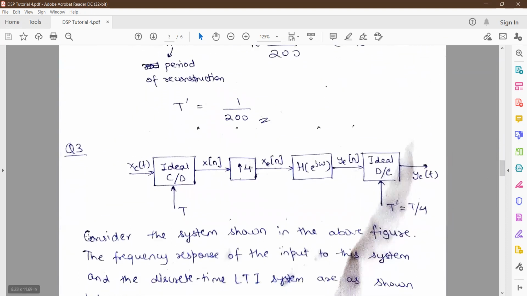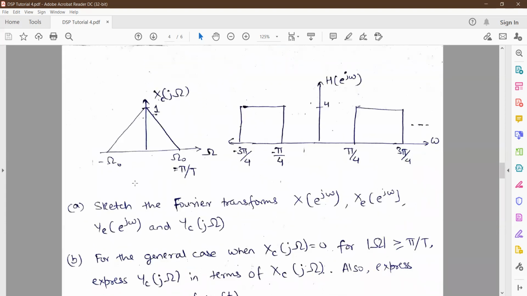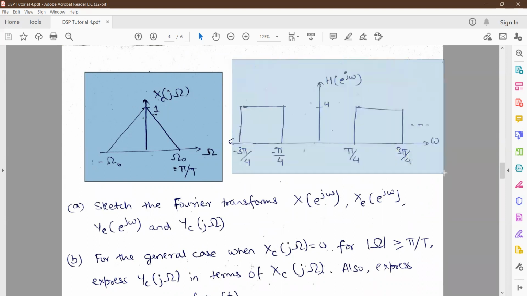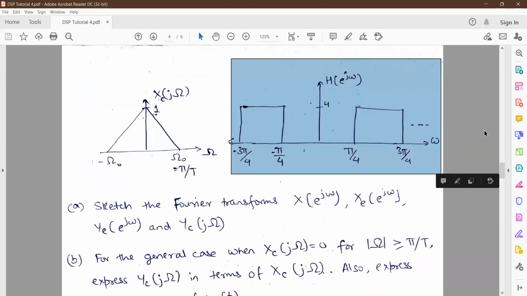What this question says is: consider the system shown in the above figure. The frequency response of the input to the system and the discrete time LTI system are shown. So we are shown here in these two figures the frequency response of the input. The input is band limited at pi by T, and the frequency response of the LTI system is this one, right?